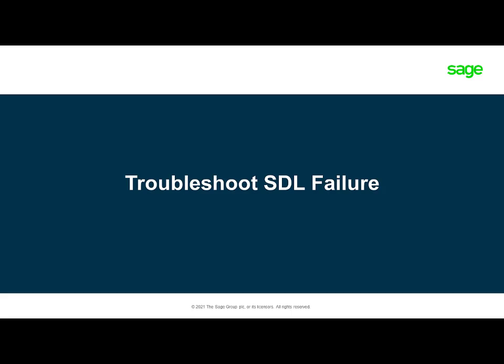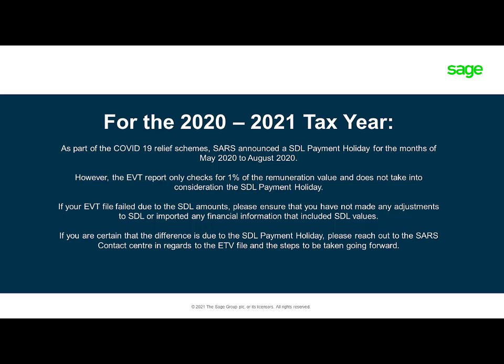How to troubleshoot STL failures. The STL validation is usually triggered if the STL payment is not 1% of the gross employment income. However, in the 2020-2021 tax year, there was a 4-month STL payment holiday. The ETV validation cannot exclude the 4-month holiday values from the validation, and this might cause an incorrect validation. If your ETV file fails based on the STL payment holiday, you will need to contact SARS for further instruction.